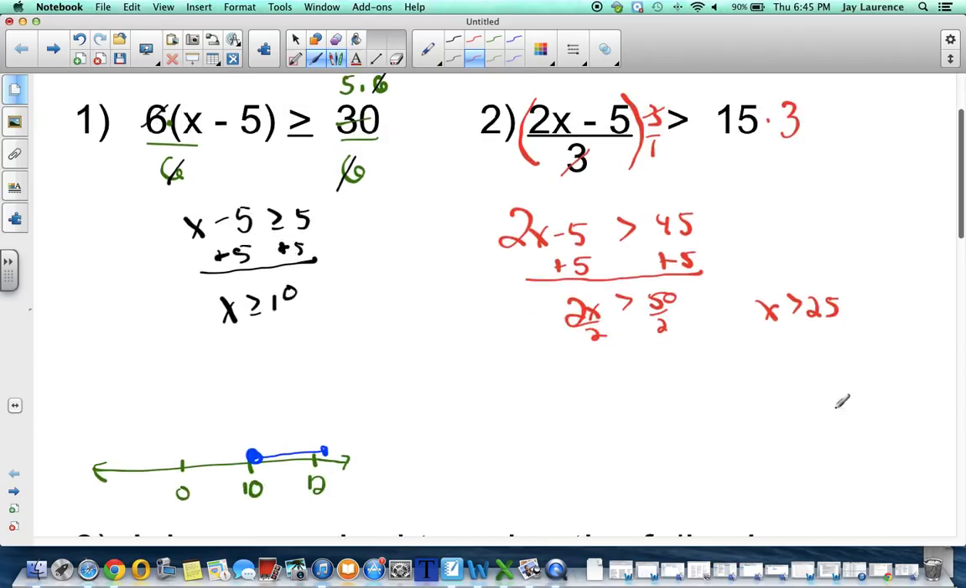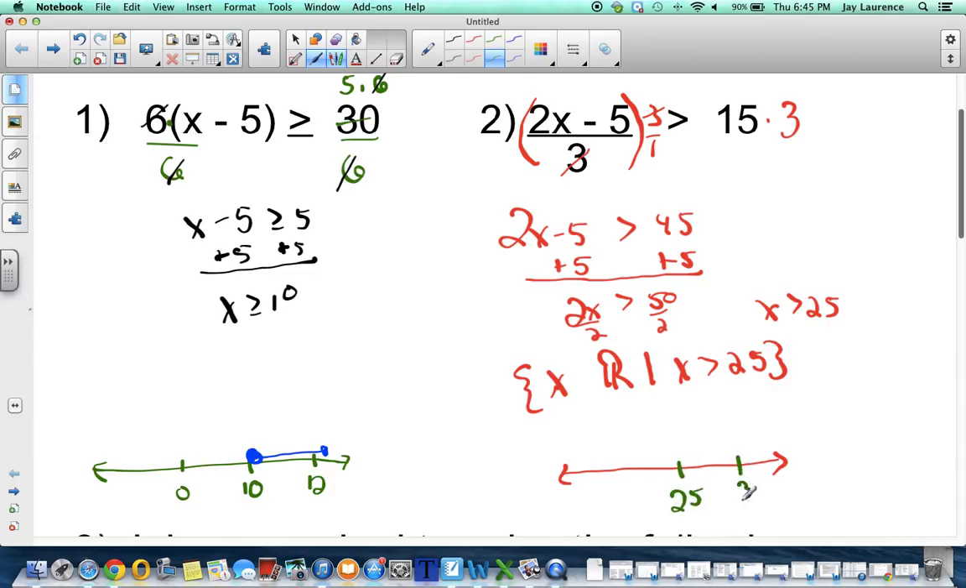All right, so my solution set will look like this. x is any real number such that x is greater than 25. All right, there we go. And when I draw a number line, okay, I've got to show 25 on my number line. Okay, I'm going to show 25.